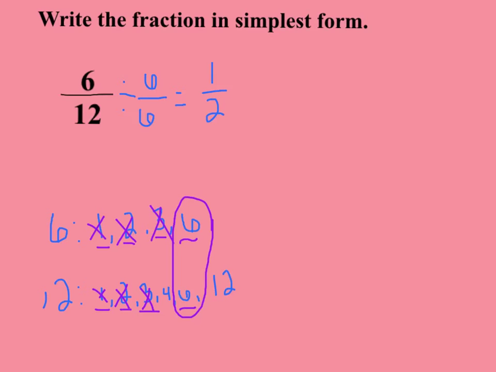Now remember the trick that I showed you? We know that it's in simplest form when the numbers are just 1 away from each other. So 1 and 2 are only 1 away from each other, so they're in simplest form. So 6/12 is equivalent to 1/2, and 1/2 is in simplest form. And we found that by dividing the numerator and denominator by the greatest common factor, which was 6.